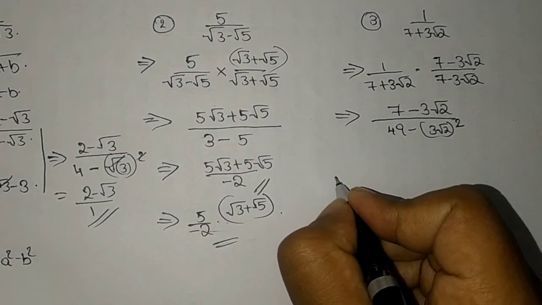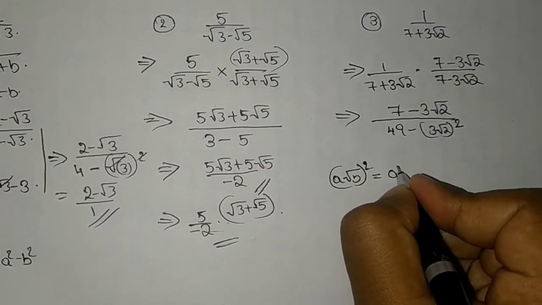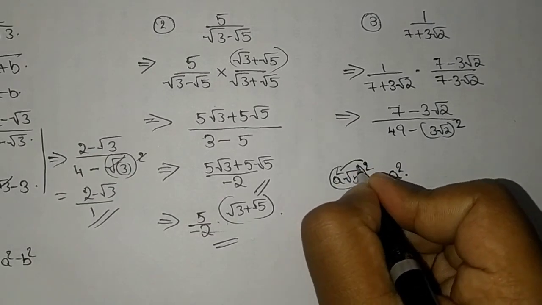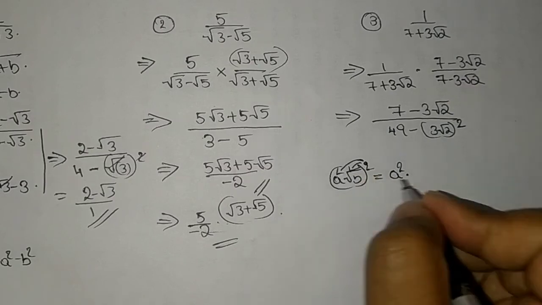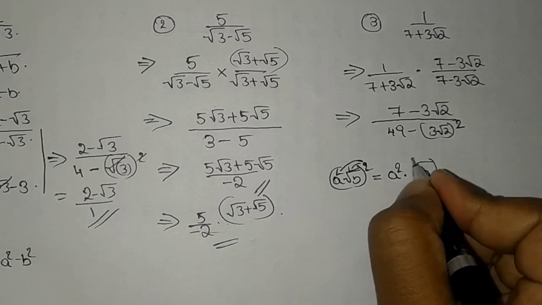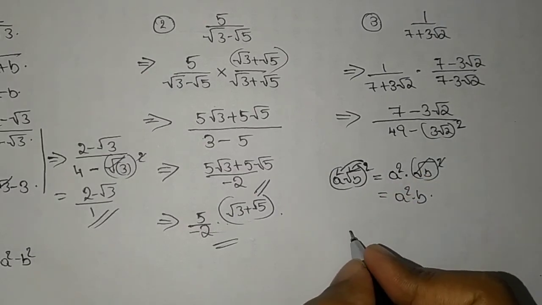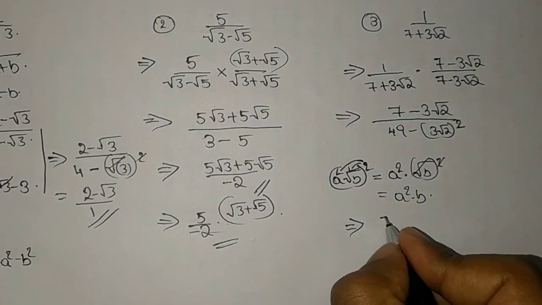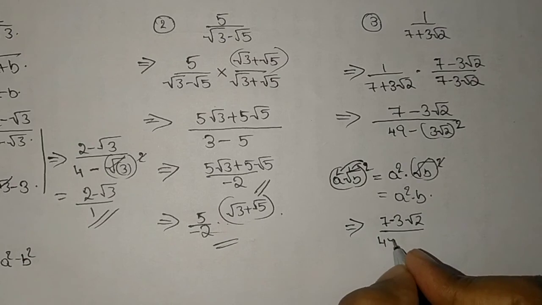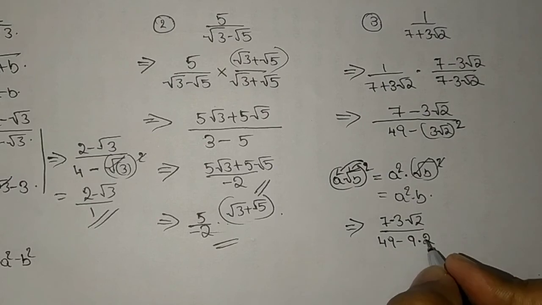I will tell you. Root of a b, squared: the square applies to both, square goes to a, square goes to b. So a square and root b square, the square root cancels, giving a square into b. Here it is the same thing. 7 minus 3 root 2, whole divided by 49 minus a square b, 9 into 2.